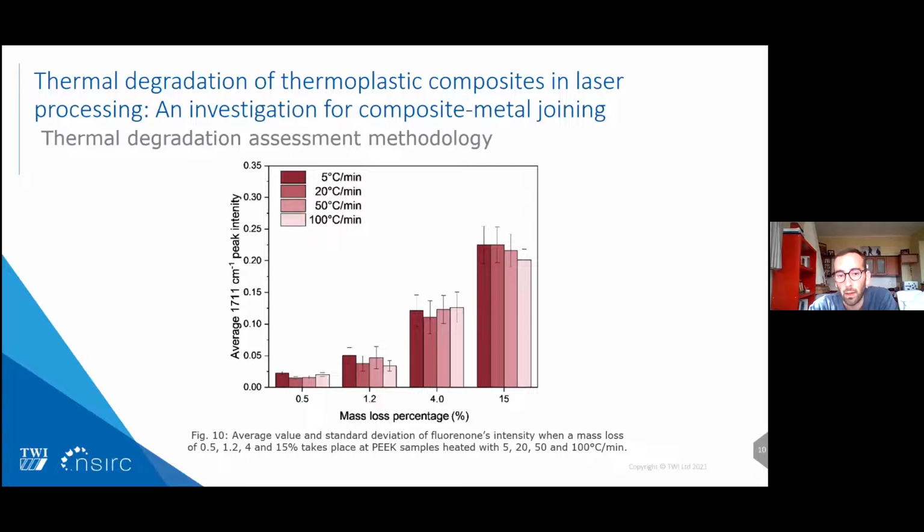By knowing that, and by doing the following experimental methods, DSC and indentation, we can identify after laser heating that the material has been degraded by 1%, for example, and what this 1% means for the mechanical properties of the material, the crystallinity of the material, and eventually the performance of the joint.